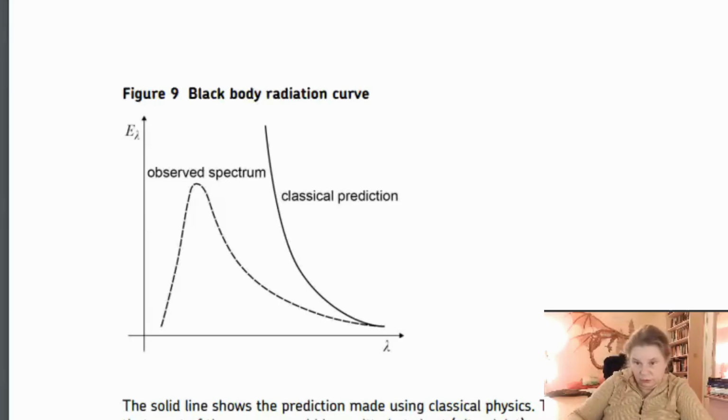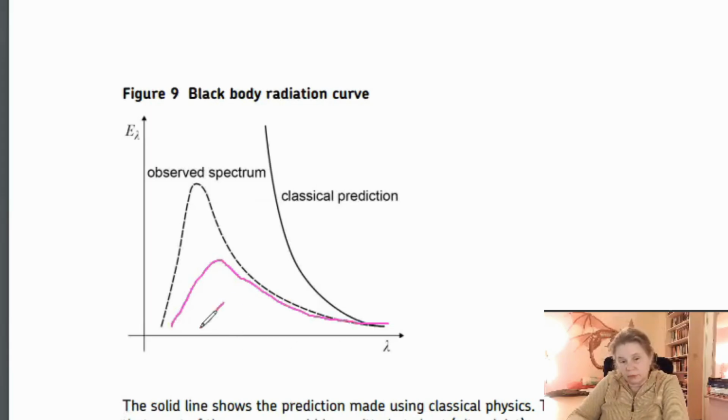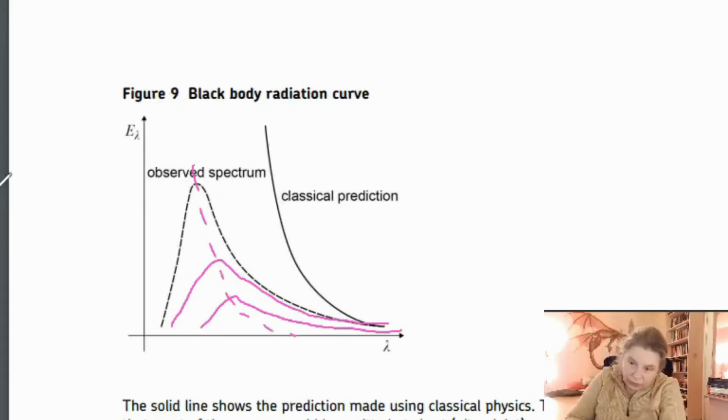That should be dotted, because there's only a peak in the dotted line. Okay, this peak occurs at shorter wavelengths as the temperature increases. So that's Wien's law. So as it cools down, the peak moves to the right, and as it heats up, it moves to the left.